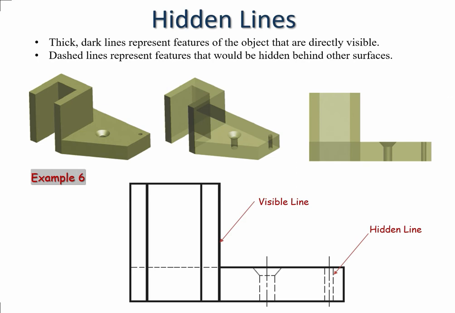Hidden line, just to remind you, visible lines should be thick, dark lines. And these lines represent features of the object that are directly visible. This is the solid line for visible edges. But what about the hidden lines? They should be dashed lines, thin, not thick, and they represent features that would be hidden behind other surfaces.